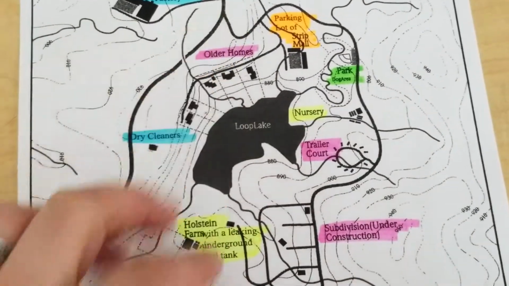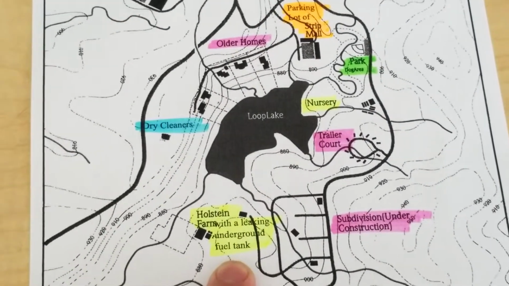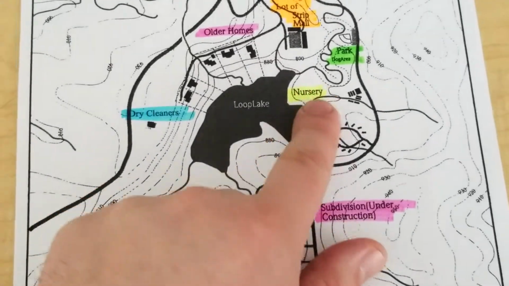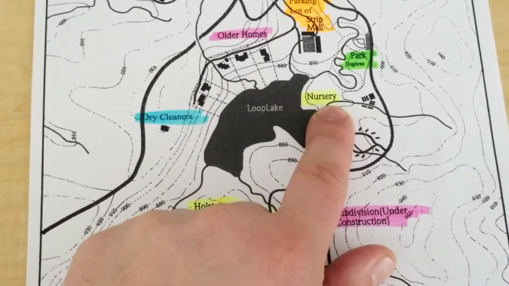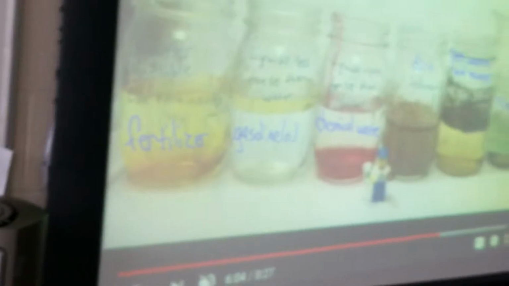Holstein Farm Nursery. Note, though, with a leaking underground fuel tank. So with a fuel tank, we're back to looking at gasoline or oil. But with it just being a farm, and then the nursery is going to be a plant nursery, growing some kind of plants there, then we're looking at most likely a fertilizer situation. So we check our stat sheet.